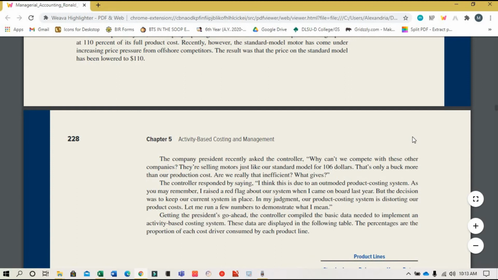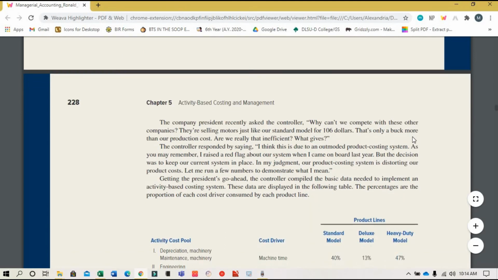As you may remember, I raised a red flag about our system when I came on board last year. But the decision was to keep our current system in place. In my judgment, our product costing system is distorting our product costs. Let me run a few numbers to demonstrate what I mean."